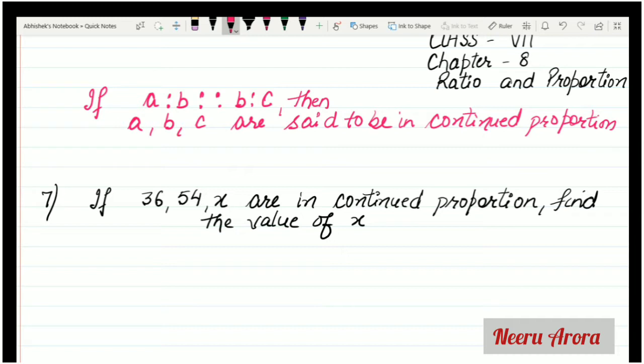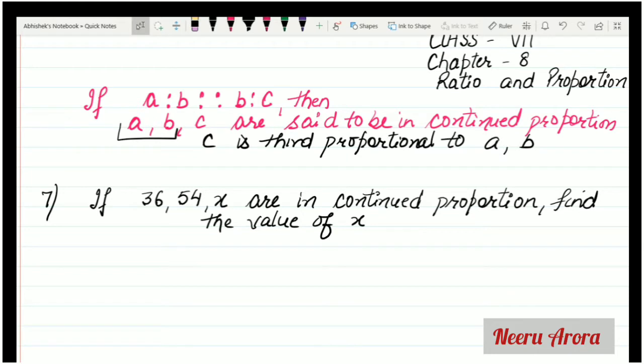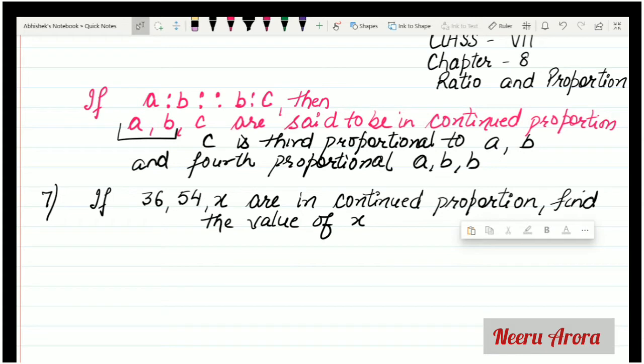Now you can say C is third proportional to A, B, and fourth proportional to A, B, B. So we can say that when three terms are in proportion, at that time the middle term repeats.